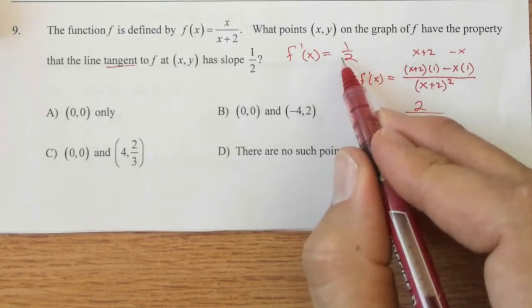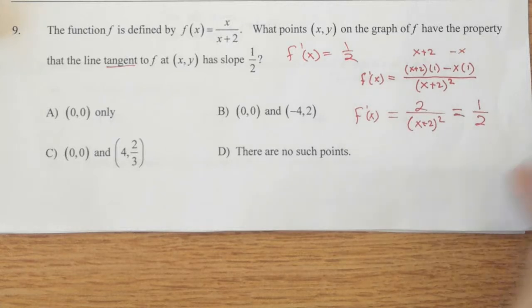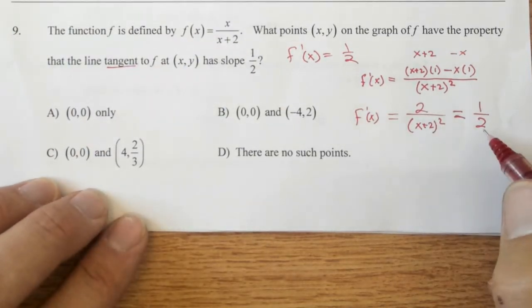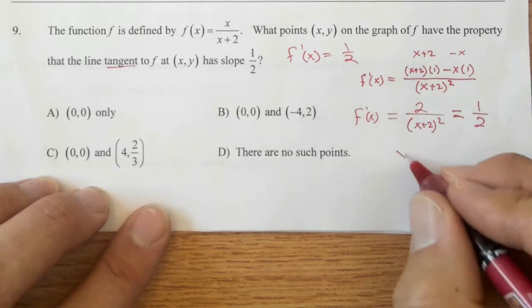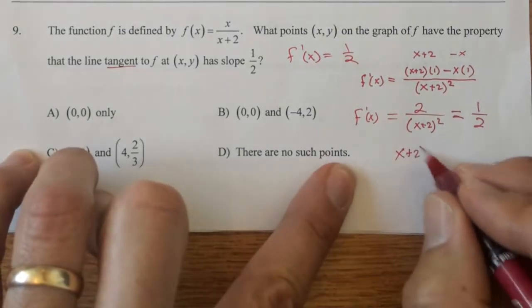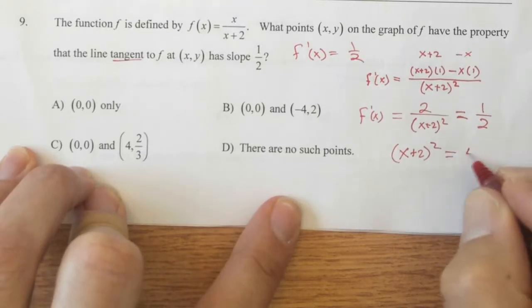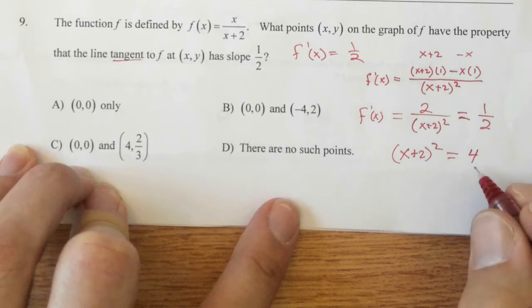We're interested when that derivative is equal to a half. All right, so we have this equation we need to solve. Fraction equal to a fraction. What's our process? Exactly, cross multiply. (x + 2) squared times 1 is the quantity (x + 2) squared. 2 times 2 is 4. We want to figure out what values of x cause this statement to be true.